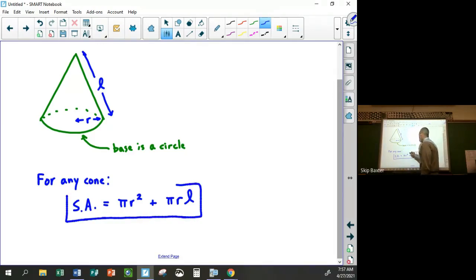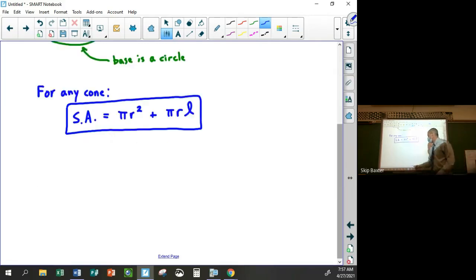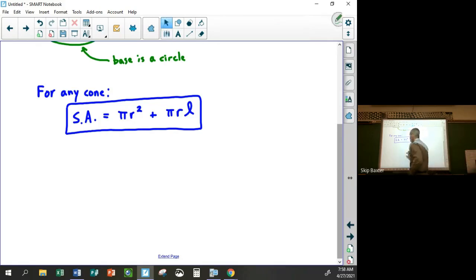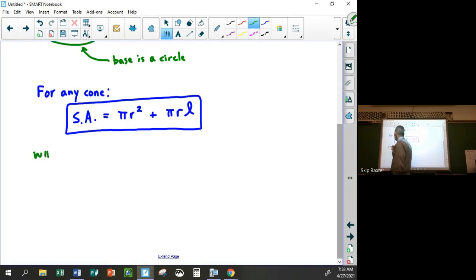So it's very reasonable to ask why this is what it is, because it's not obvious at all. It's kind of obvious for a pyramid why the formula is what it is. You're just adding up triangles and a polygon. And it's pretty obvious for a prism why the formula is what it is. You're just adding up two polygons and a bunch of rectangles. So up until this point, the formulas have been pretty straightforward. This one's a little bit mysterious. So let's talk about why it is.